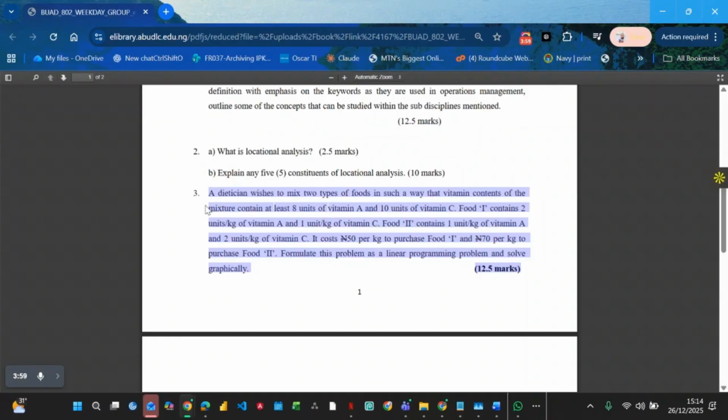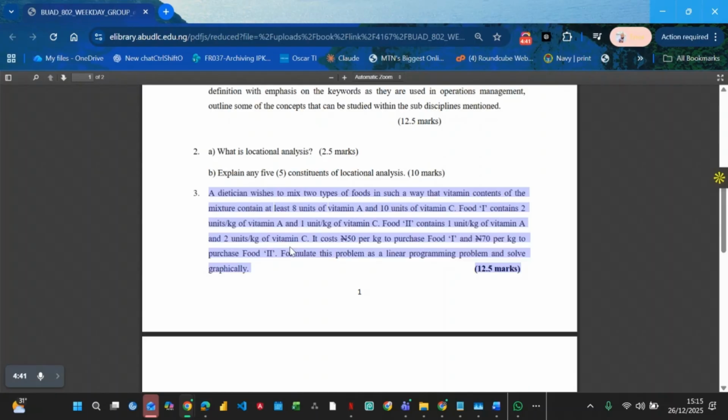Together. So, a dietitian wishes to mix two types of food in such a way that the vitamin content of the mixture contains at least 8 units. Now you take note of the units of the data that you've seen. They said the mixture contains 8 units of vitamin A and 10 units of vitamin C, right? You really have to understand the question first before you even think of answering it. It said a dietitian wishes to mix two types of food.